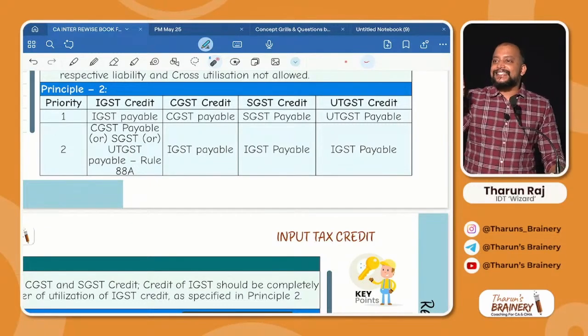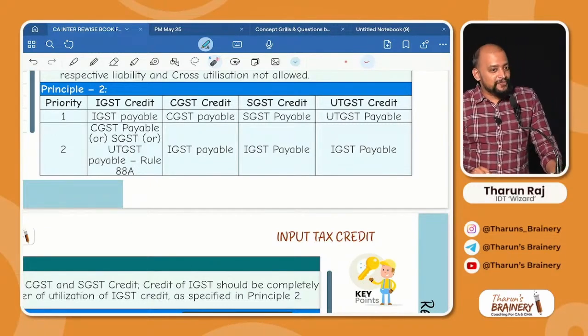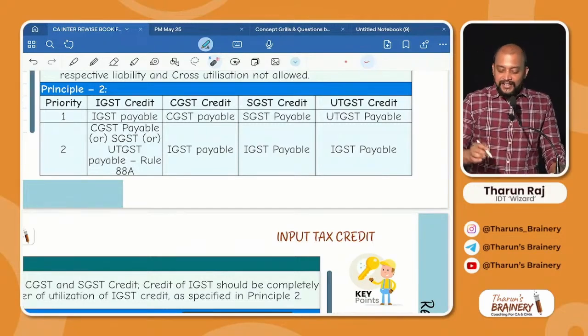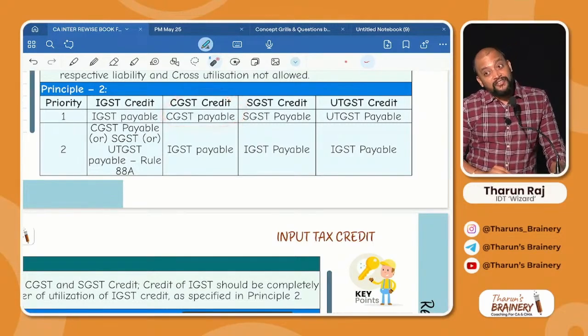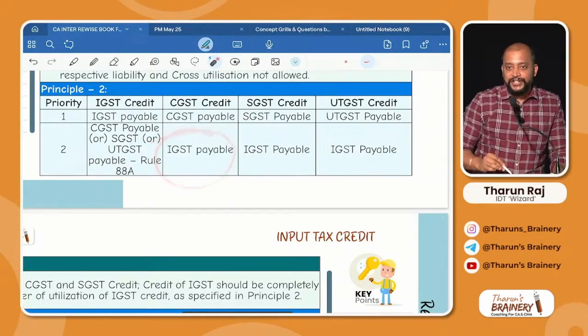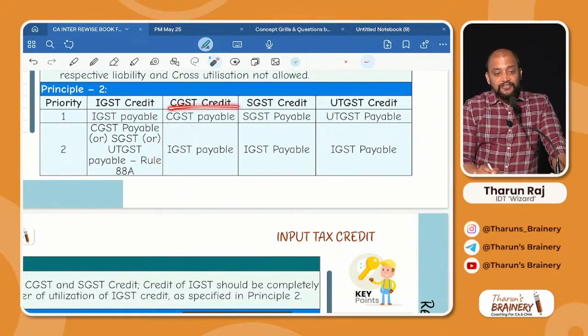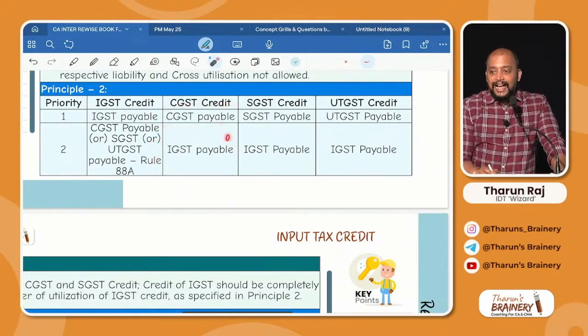Then CGST credit, what will they do? First they will be selfish, they will think about themselves only. Thereafter, the husband will come into the picture. You got it? CGST credit first for CGST, then IGST. Parents also like that only. After marriage, first they will think about themselves and then only this guy will come into the picture. So, unfortunate male on earth. Got it? So, SGST credit first for SGST, then UTGST for UTGST, then only IGST.